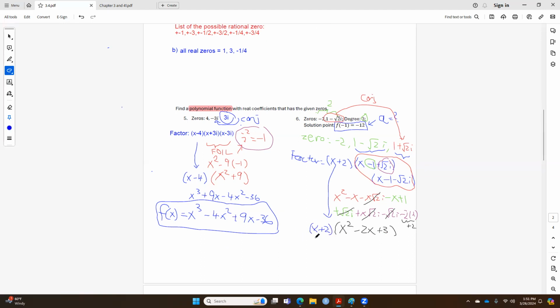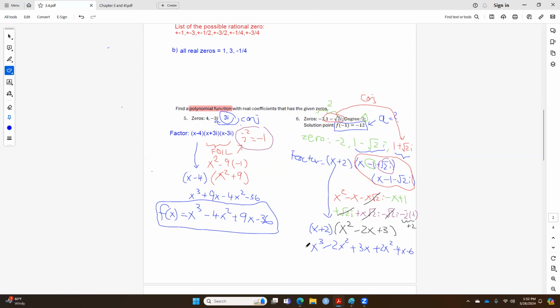So when you FOIL this one out, you will get x cubed minus 2x squared plus 3x. So I take the x and multiply it. And then I take the 2 and multiply it. I get positive 2x squared minus 4x minus 6.